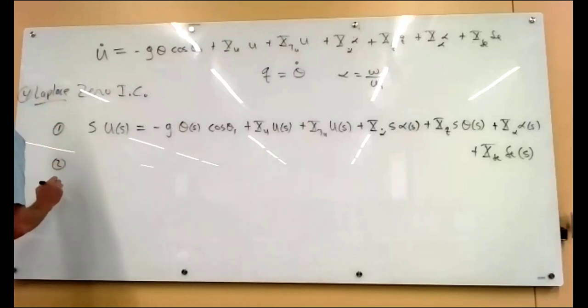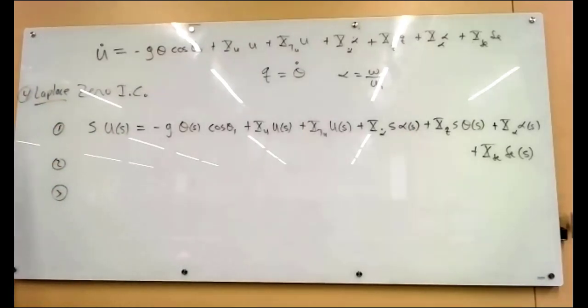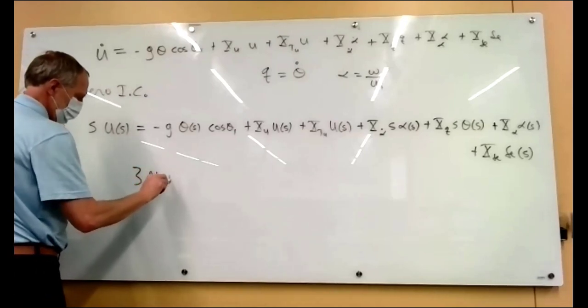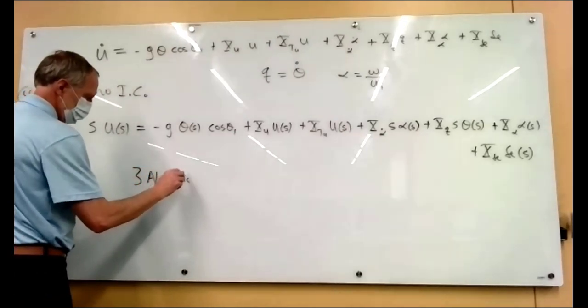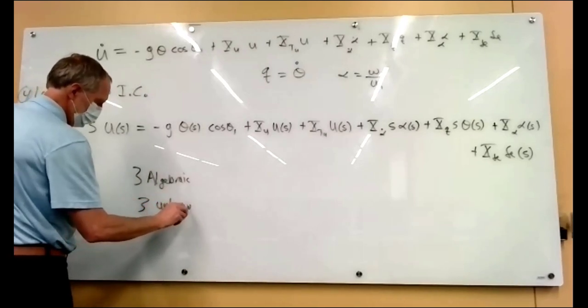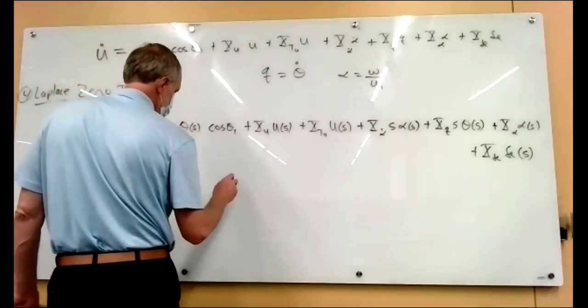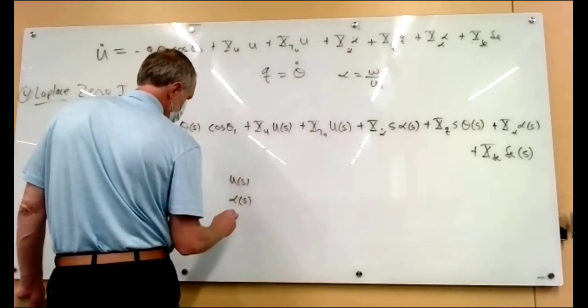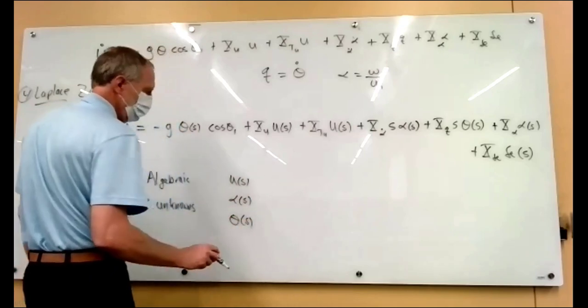And then you're going to get 2 more. So we have 3 algebraic equations with 3 unknowns. The unknowns are U of s, alpha of s, and theta of s.